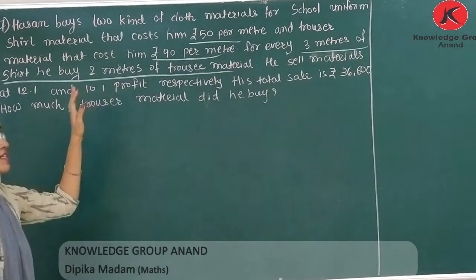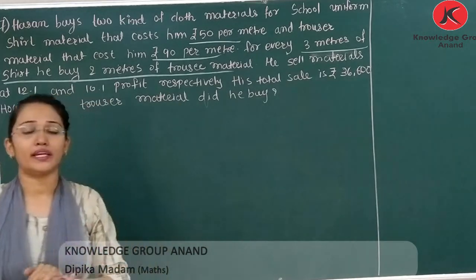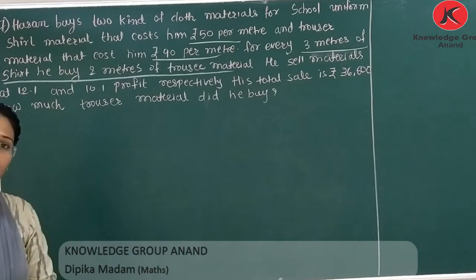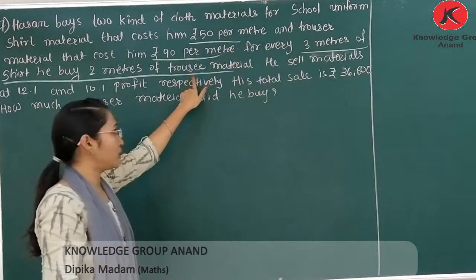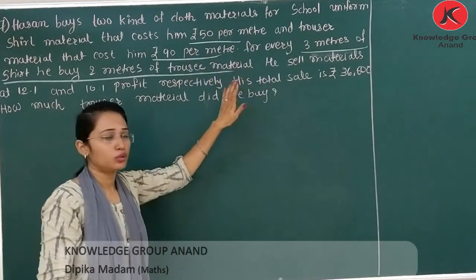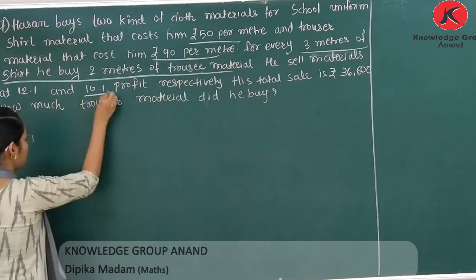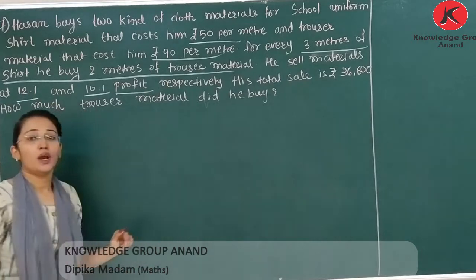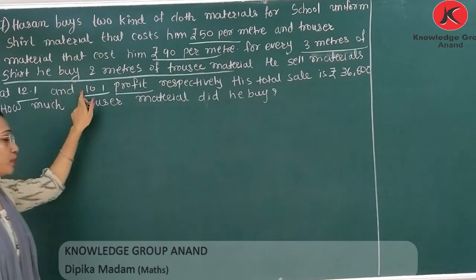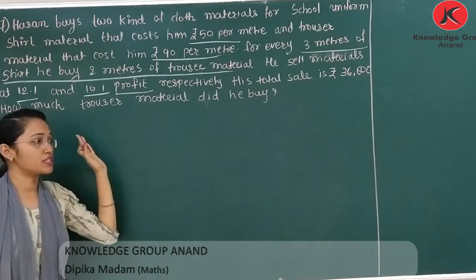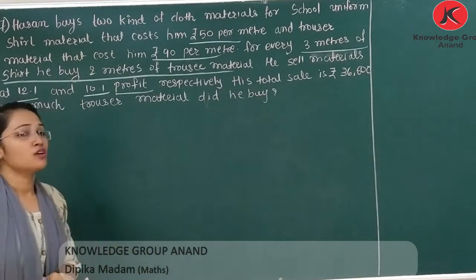What does this statement say? This is a ratio. If he buys 3 meters of shirt, then how many meters of trouser material does he buy? 2 meters. That means the ratio is given, 3 meters shirt to 2 meters trouser, 3:2. He sells the material at 12% and 10% profit respectively, that means the profit on shirt material is 12% and the profit on trouser material is 10%. Here you need to apply the concept of profit and loss also.